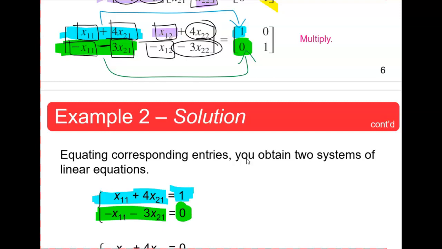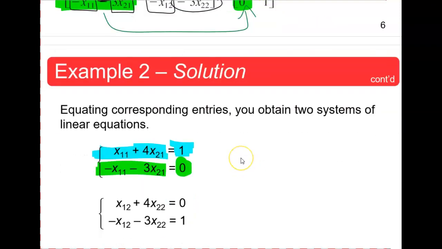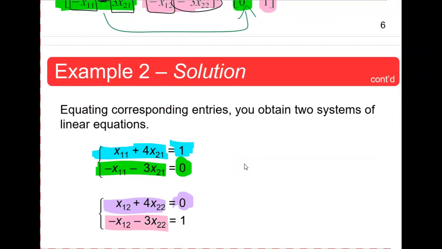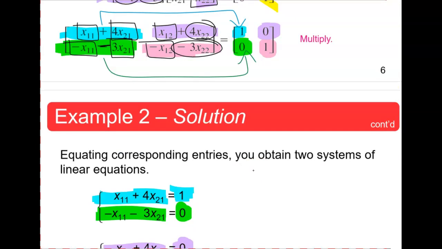And similarly, we have first row, second column is going to equal 0. And we have that equation here. First row, second column equals 0. And then finally, we have second row, second column is equal to 1. And the equation is here. And so we can see how those two have the same location within the matrix. And that's why we could say that they are equal.